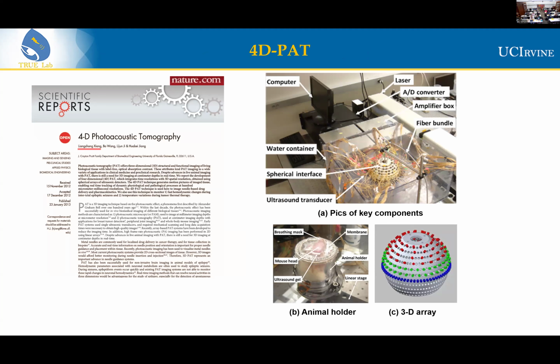We were developing a hat. As you can see in the system, we have hundreds of those transducers distributed on a spherical shape. We have this configuration, and then we're trying to image the brain. We want to have a real-time 3D imaging.